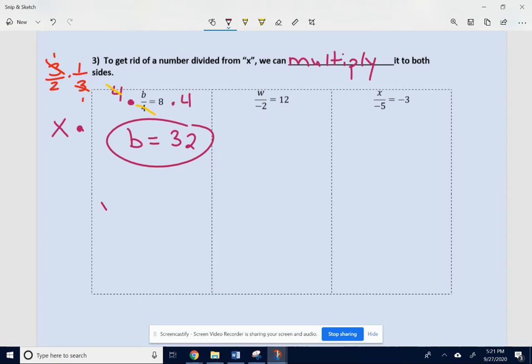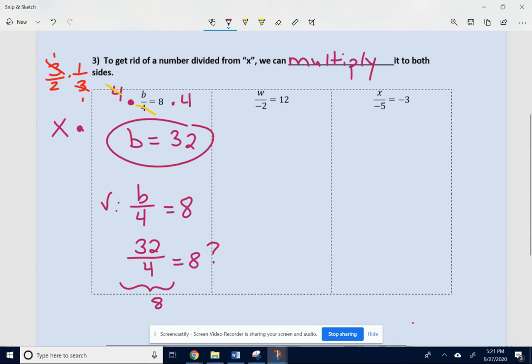You could check it. I recommend you at least check these in your head, even if you don't go to the trouble of writing these all out. You could rewrite the equation. b divided by 4 is equal to 8. We just found out that b has to be 32. So we have 32 divided by 4 is equal to 8. See, that's a true statement. 32 divided by 4 on the left is 8. 8 equals 8. That's a true statement. So 32 is the right solution to this problem.